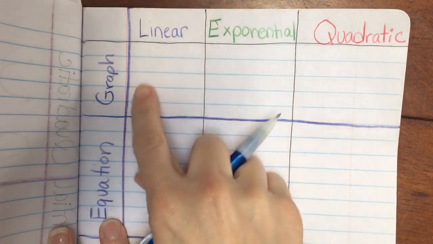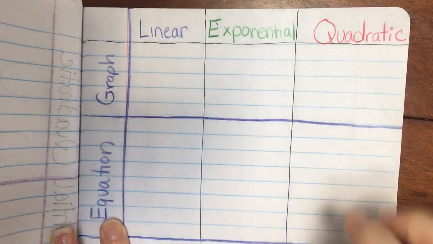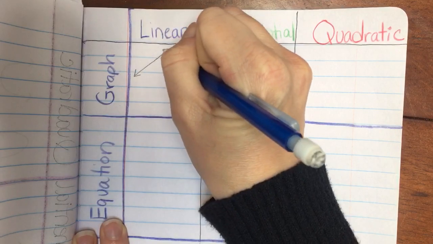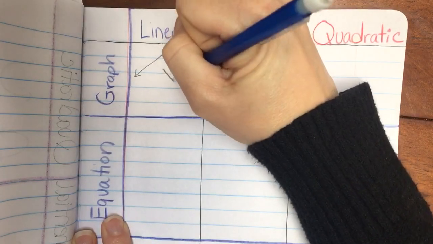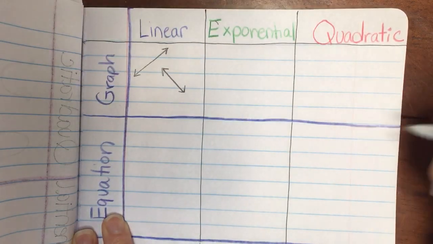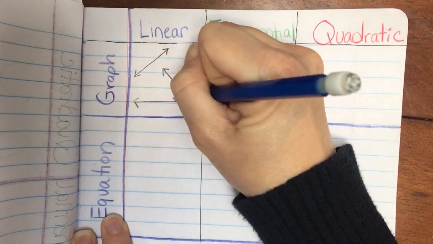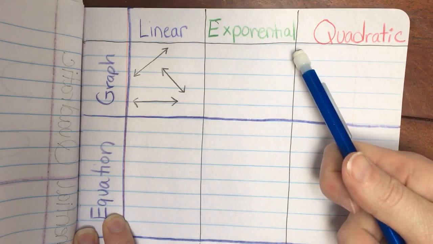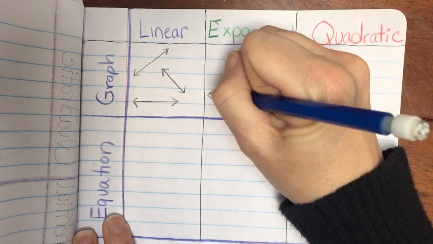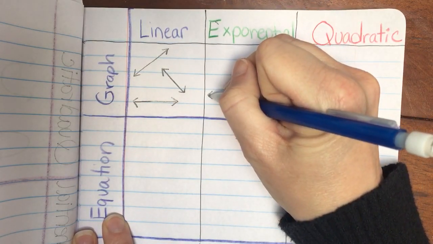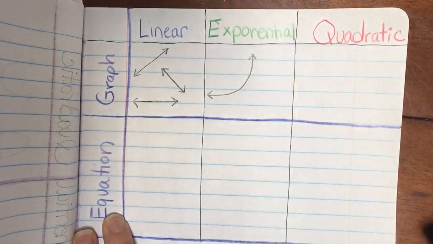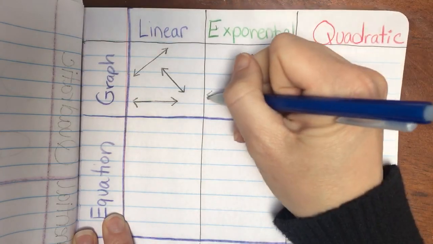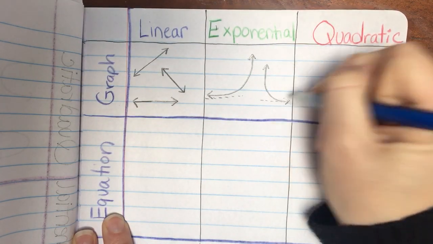So, first let's look at linear graphs. What do linear graphs look like? You're right, a line. You could have positive sloped lines. You could have negative sloped lines. You could have horizontal linear functions. Exponential functions, those are a curve, if you remember. You could have exponential growth, or you could have graphs that have exponential decay. And remember, they have that asymptote, and the graph doesn't go below that line.